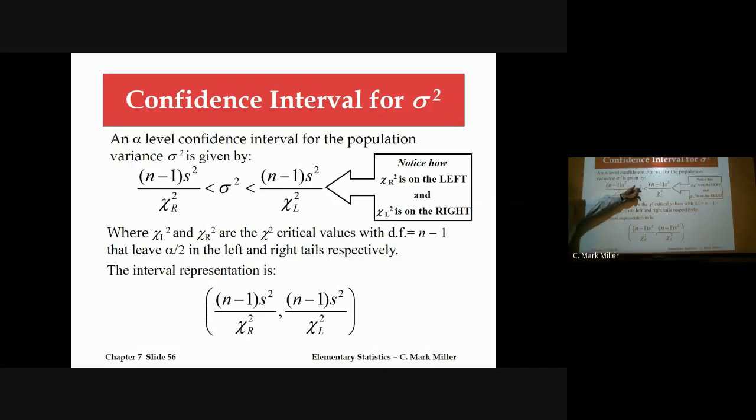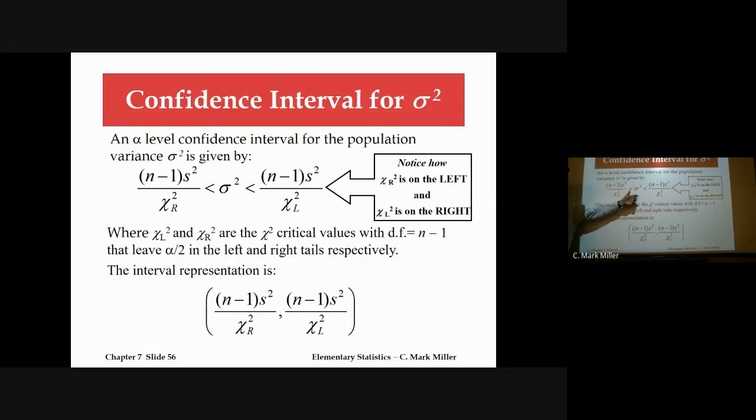Sigma squared is trapped between, this is your left endpoint and that's your right endpoint. The good news is the numerators of those two are the same. So you got n minus 1 times s squared. Where do you get s squared? From your sample. That's your sample variance. And by the way, this is a confidence interval for the variance, not the standard deviation yet.